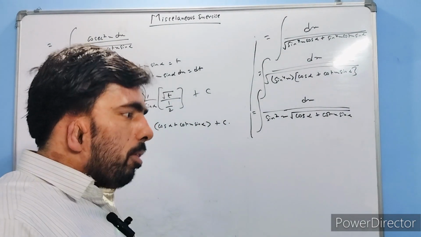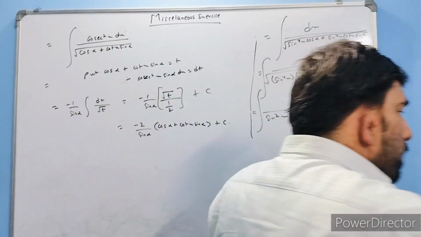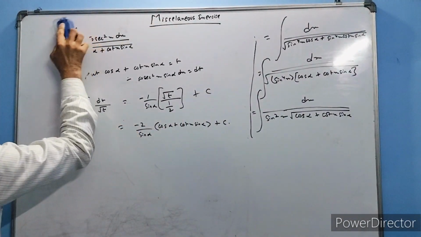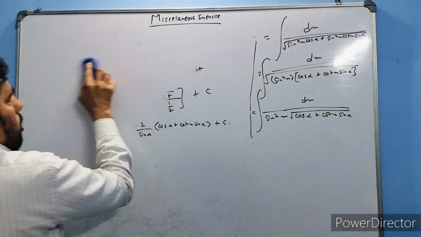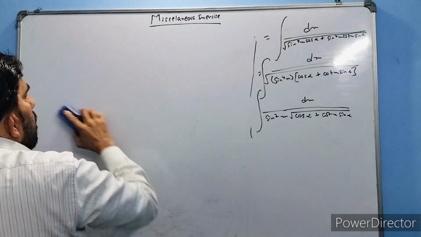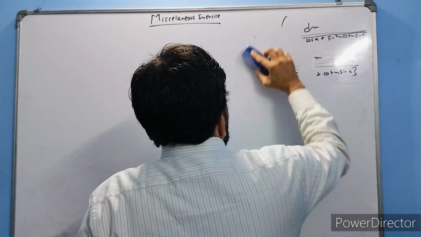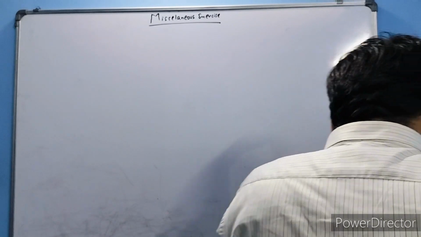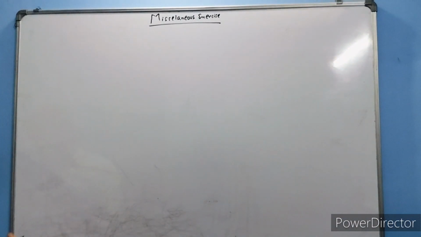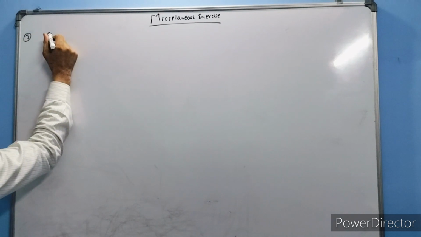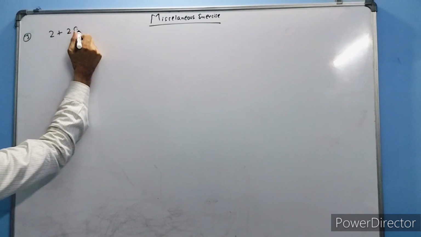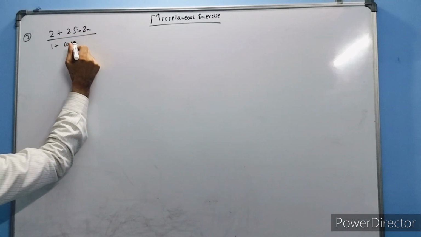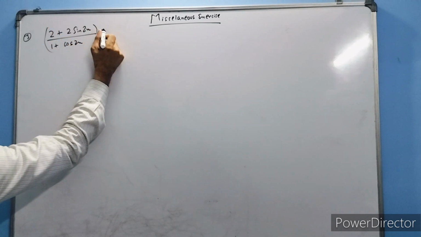Now we have solved just two numericals. Now let us try to solve the next one. So now we have the next numerical. Now we have the third numerical in my hand, and we'll try to solve this first. Third numerical: 2 plus 2 sin 2x upon 1 plus cos 2x, whole times e raised power x.